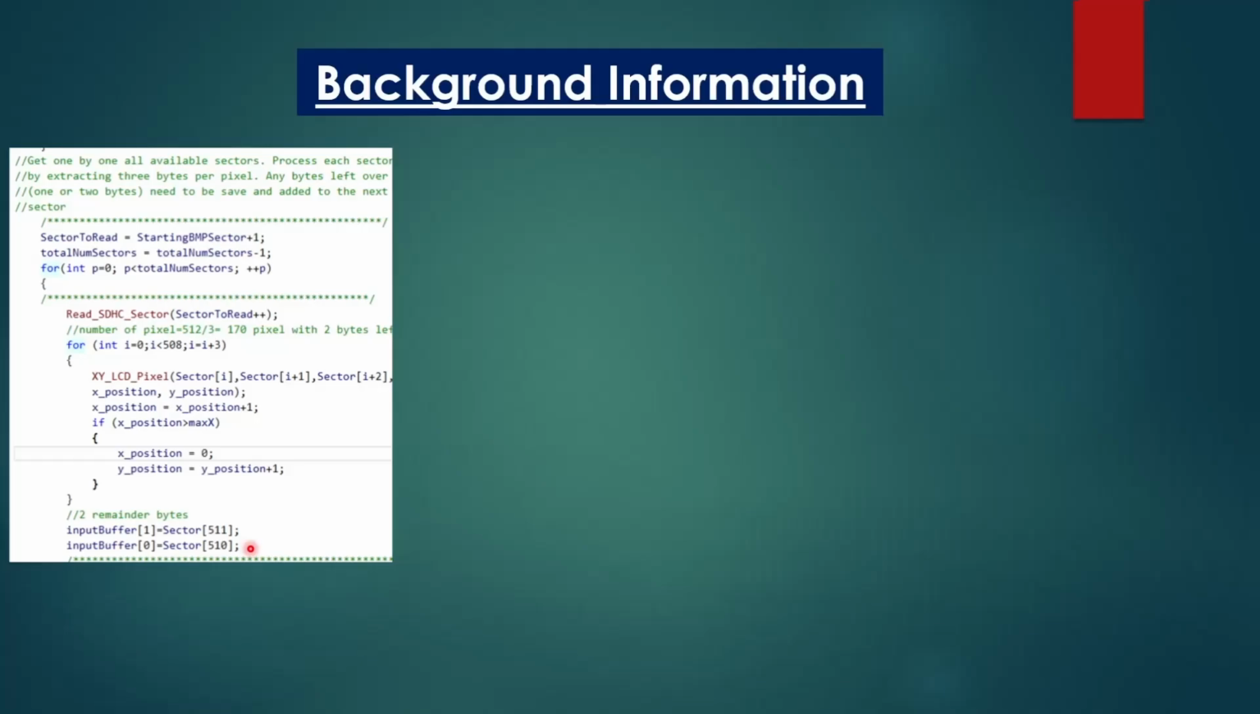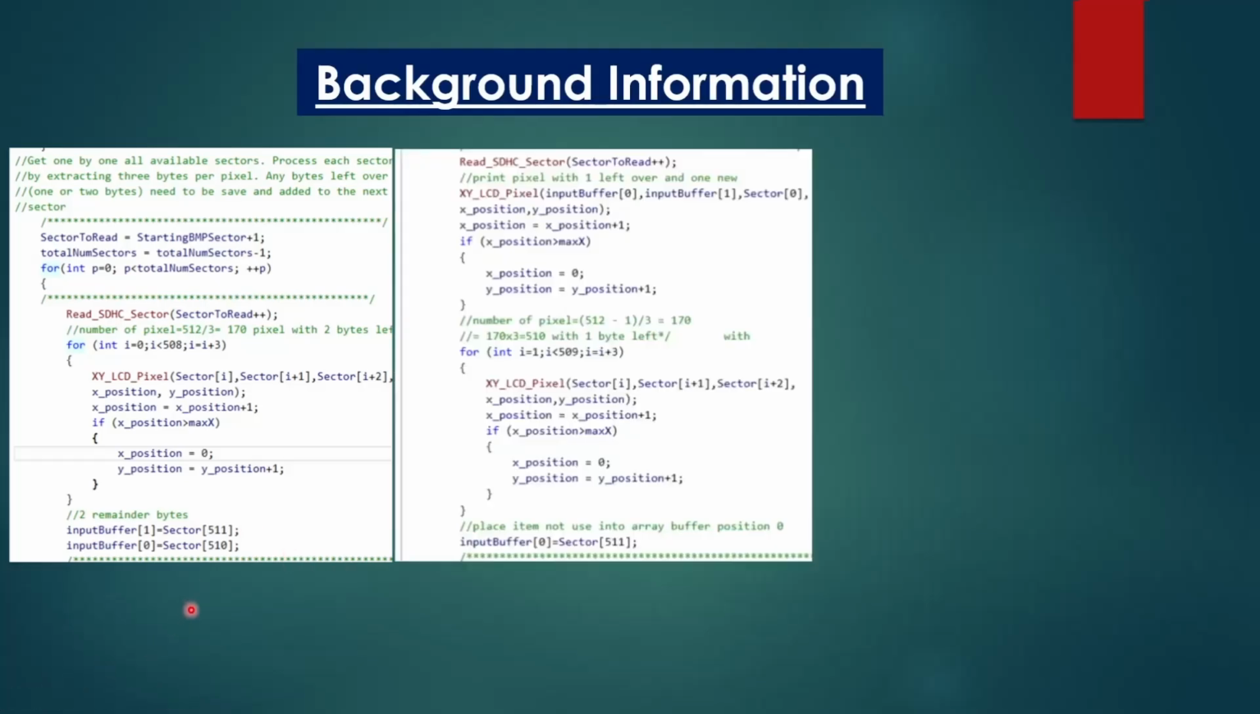I put the 510 parameter of the sector, and then here in input buffer 1 I put sector 511. So after doing this, I read the sector and then increment the sector number. And before I do anything, what I have to do is complete the pixel: I have to complete the 3 words that are going to form a pixel and then render that in the display.